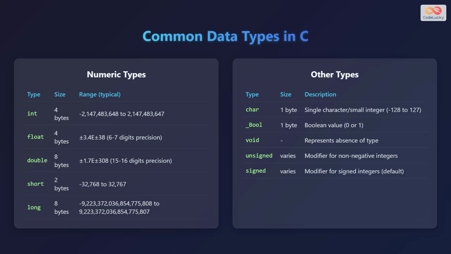-9,223,372,036,854,775,808 to +9,223,372,036,854,775,807. Other types include character, _Bool, void, unsigned, and signed.